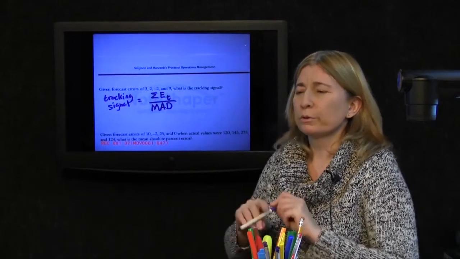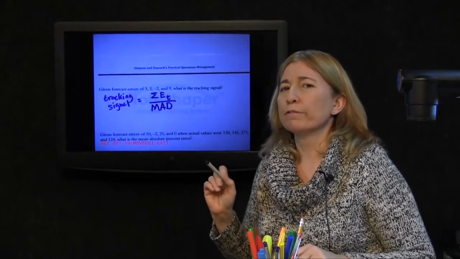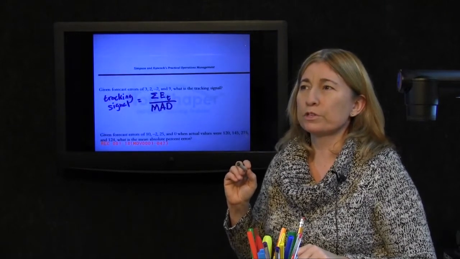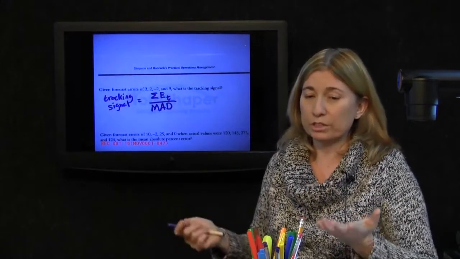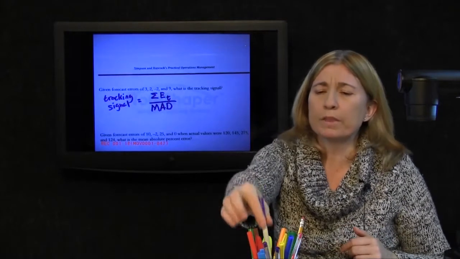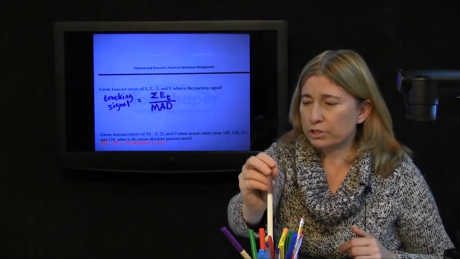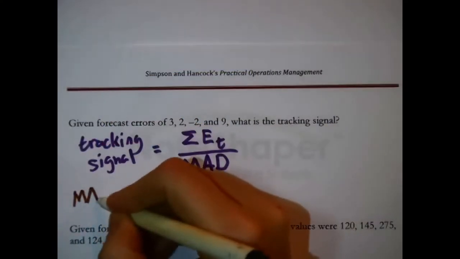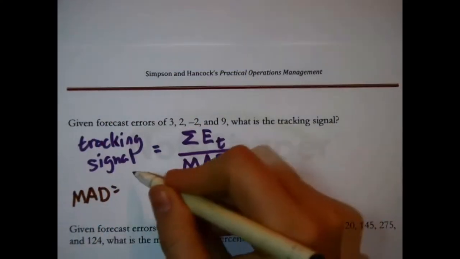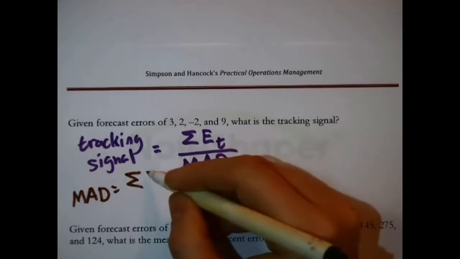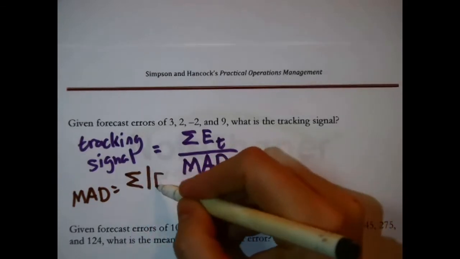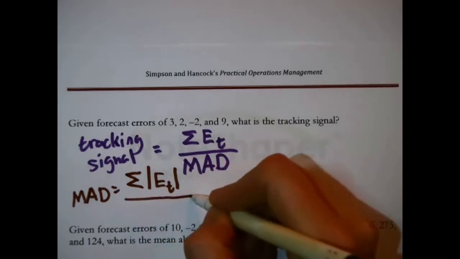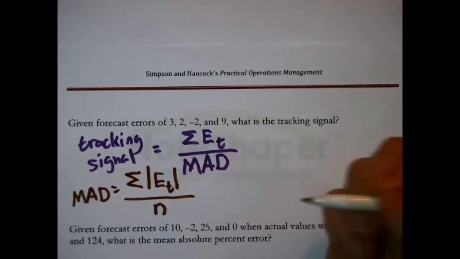Oh, okay, so in order to fill out the formula for the tracking signal, you have to first calculate the MAD, which in a certain sense is another formula. Now, the mean absolute deviation, you can think of it as a formula. We could make a little workspace over here. Mean absolute deviation equals sigma, the sum of the absolute value of the errors, that's what the two vertical lines mean, divided by n, the number of periods.